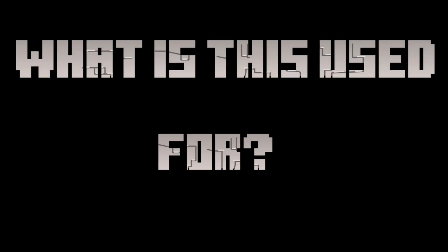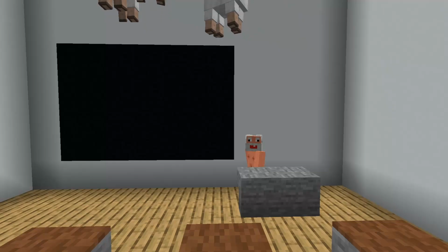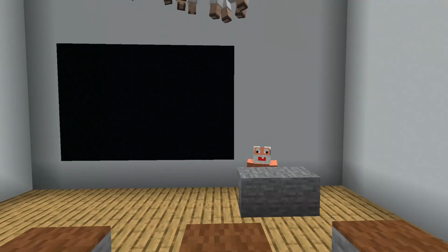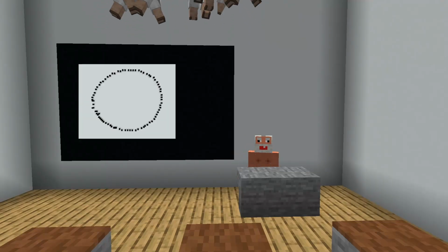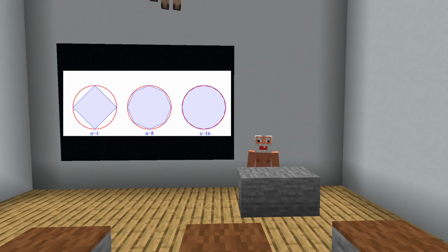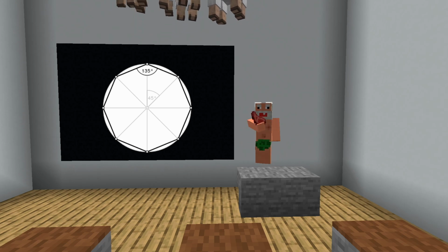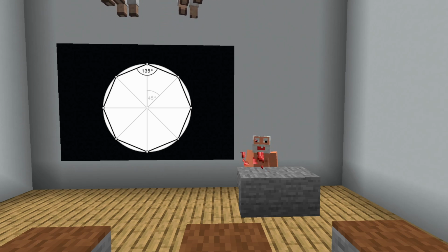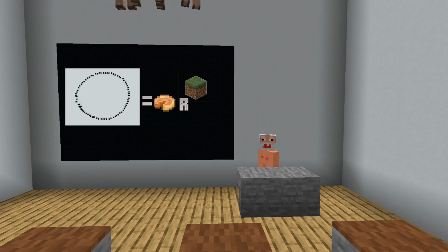But most importantly, how is this useful, or what is this used for? Well, Archimedes, the dude from Percy Jackson, one day proved the area of a circle using an exhaustion method. He calculated the area of a shape with an infinite amount of sides, then cut up the shape into an equal amount of triangles and calculated the area of the combined triangles. By doing so, he proved that the area of a circle is pi r squared, and this calculation is still used by engineers to this day.